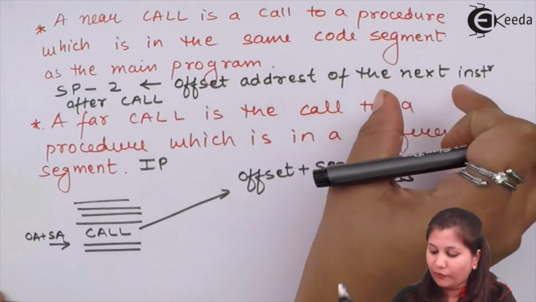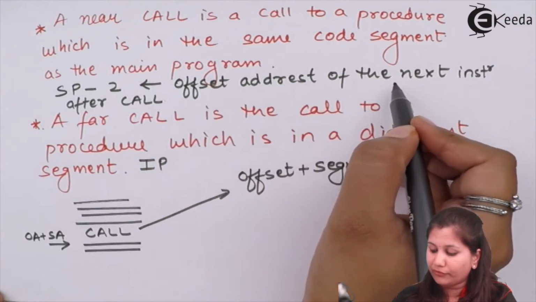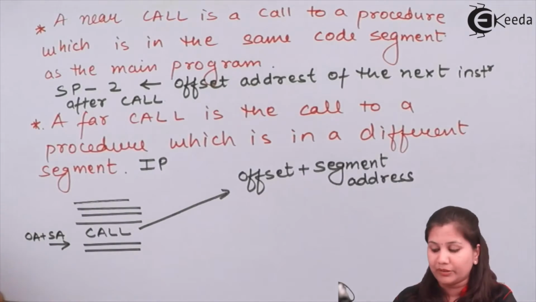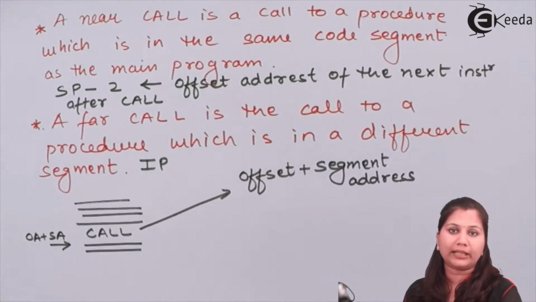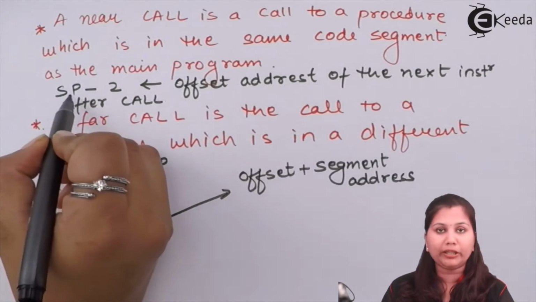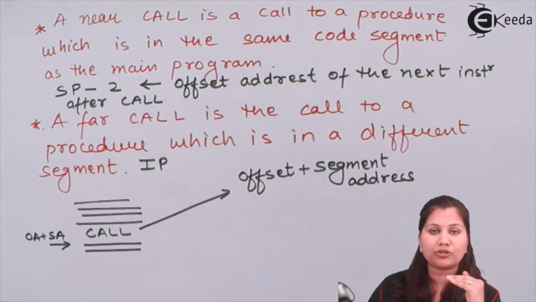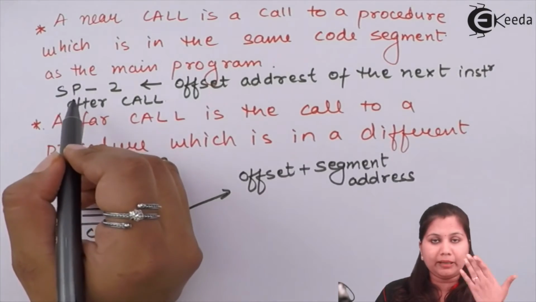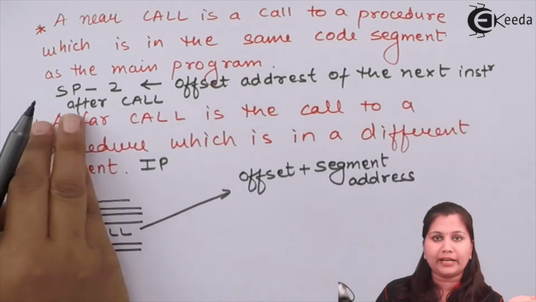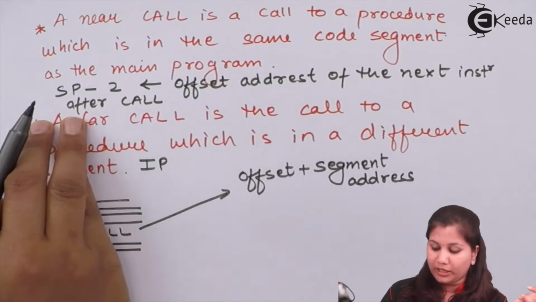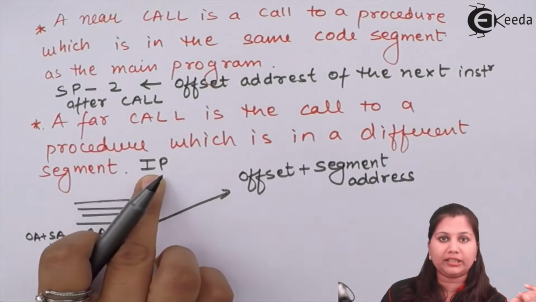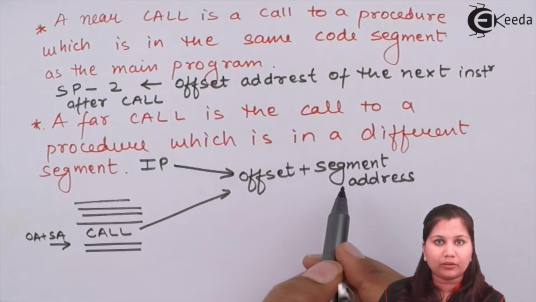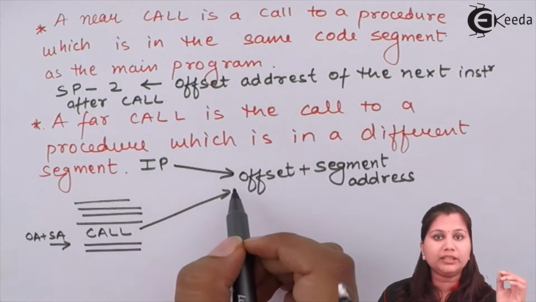That offset address of the next instruction after the call will be stored in the stack. The stack is always used to store temporary data. The stack pointer is the memory location from where the stack is initialized. So the stack pointer is decremented by 2, and then the offset address is stored. After that, the instruction pointer is loaded with the offset address of the subprogram. Okay, that is the case of the near call.